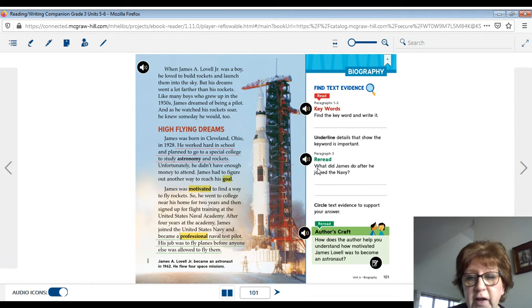All right, our next question has to do with sequence, and we've talked about sequence as well. That is the order of events in a story, the order they happened in. And so what they want us to find in paragraph 3, and rereading, which you know how important that is, you have to go back and find the answers in the text. What did James do after he joined the Navy? All right, so paragraph 1, 2, and 3. He was motivated to find a way to fly rockets.